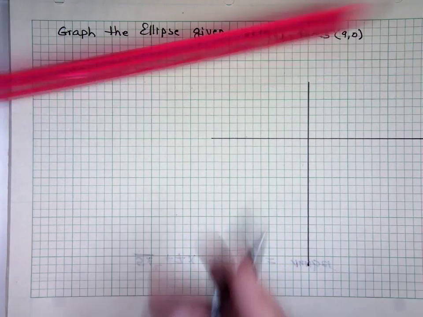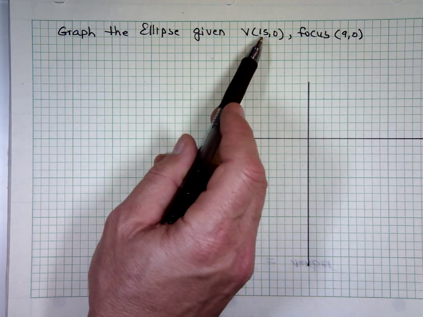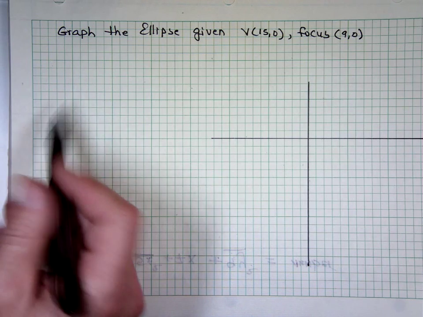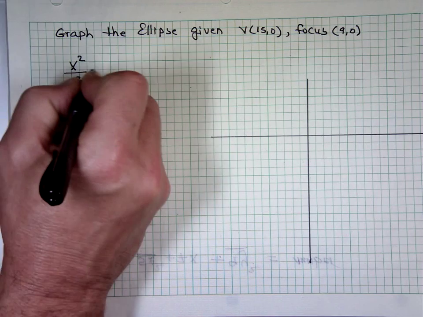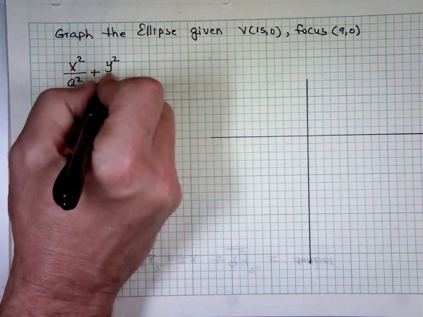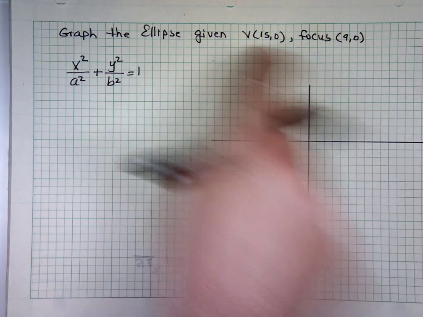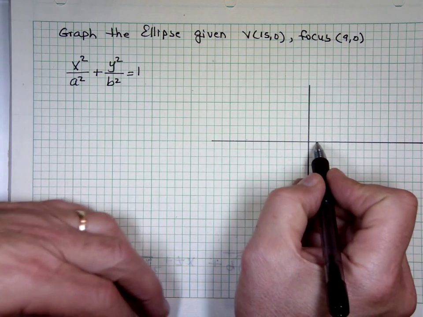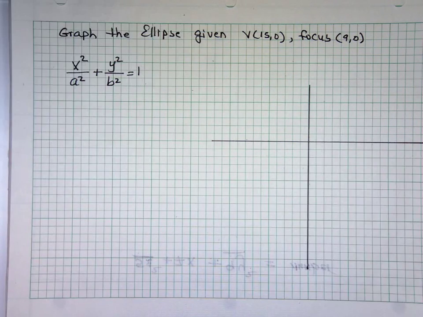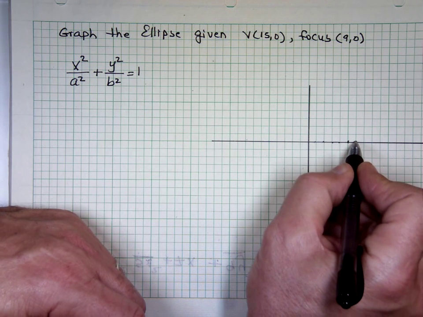Notice the vertex where? 15 and 0. That's important, that notation. Where's the 15 and 0? Which axis? X. So I know immediately it's x squared over a squared plus y squared over b squared equals 1. I know that because the vertex is on the x-axis, so that tells me stretch in the x direction. I'm going to use 2, like each box is 2, because otherwise it's going to be a huge one. So 2, 4, 6, 8, 10, 12, 14, 15. That's the 15.